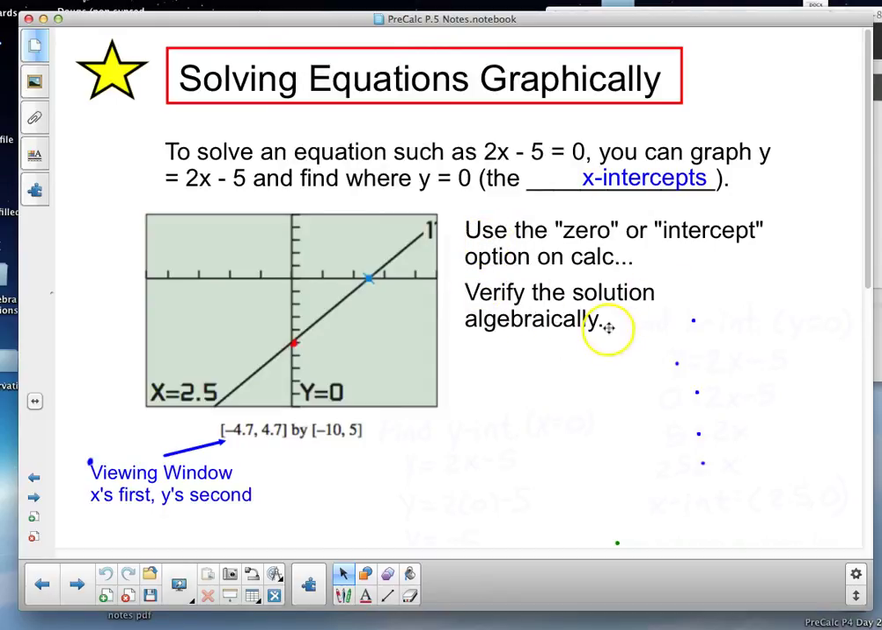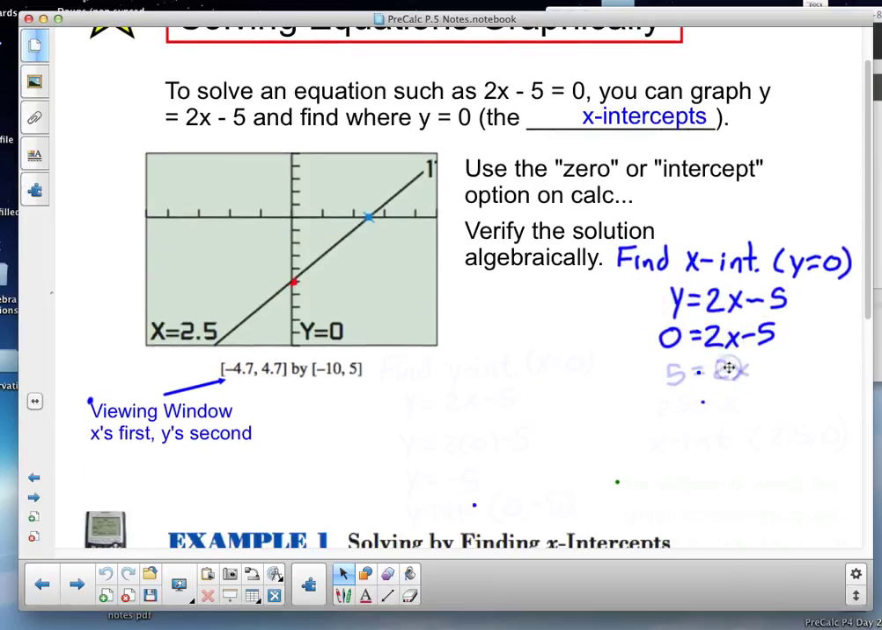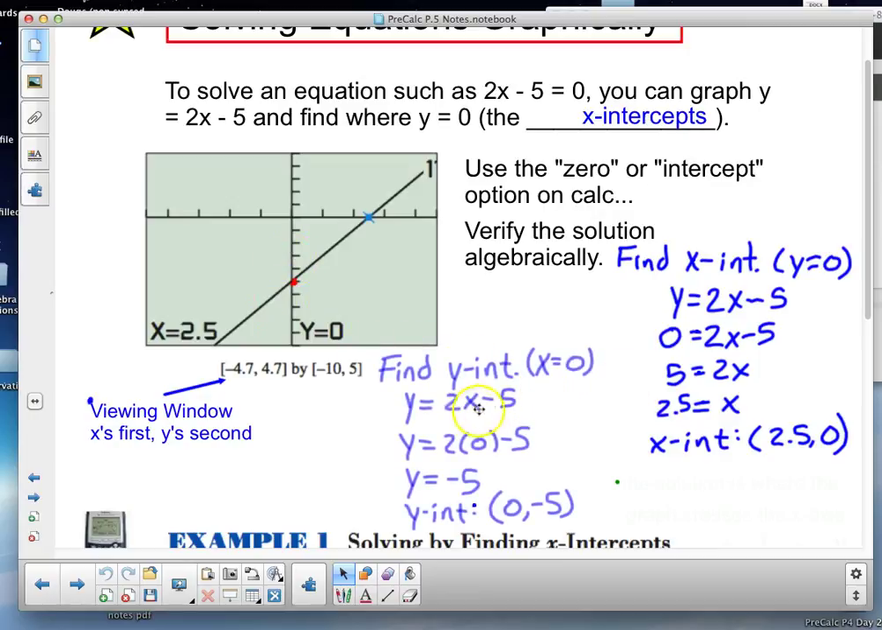Verify the solution algebraically. Okay, so I found the x-intercept when y was equal to 0. So the x-intercept is when y is equal to 0. So I plug in 0 for y and I'm going to solve for x. As I solve, I find out that I get 2.5. So that's my x-intercept, 2.50 or 2.5. To find my y-intercept, remember down here, I would put x in for 0 and I make that change and I can solve, and coming down here I get (0, -5).